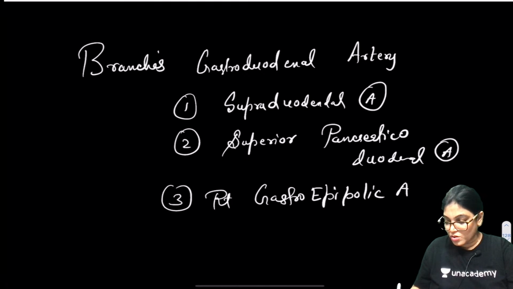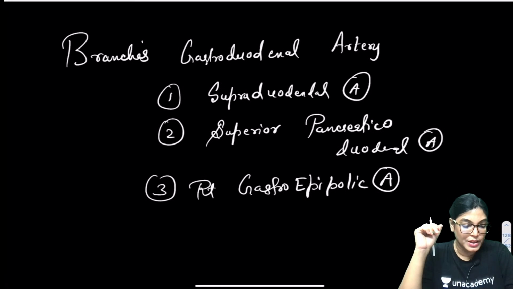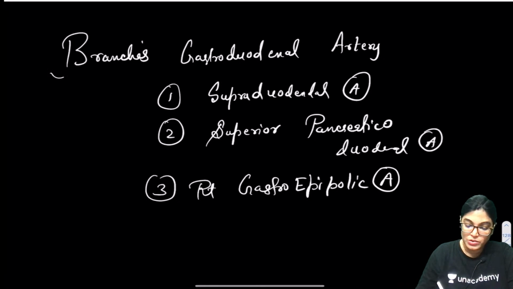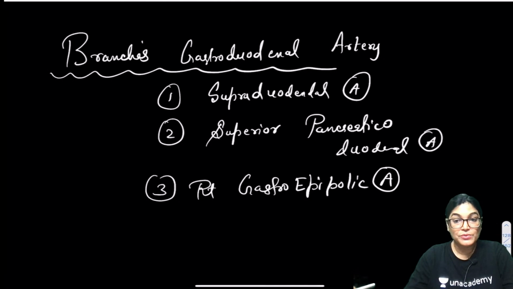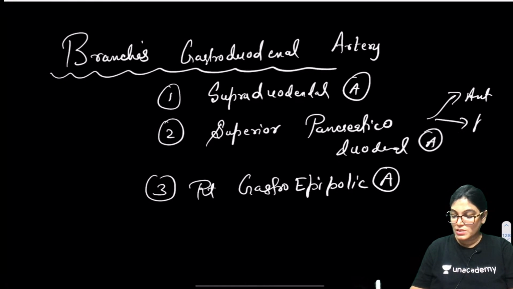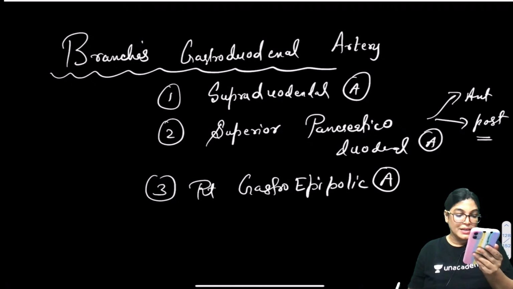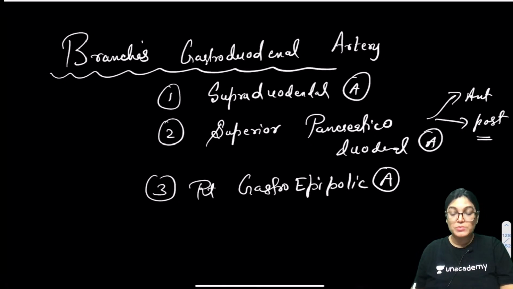Now, my dear friends, can anybody tell me inferior pancreatico-duodenal artery is a branch of which artery? We have seen that superior pancreatico-duodenal, both anterior and posterior, is the branch of gastroduodenal artery. My question is, inferior pancreatico-duodenal artery is a branch of which artery? Superior mesenteric artery. Reddy and Sam are absolutely right.